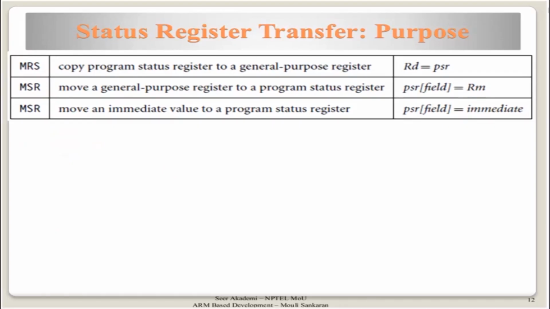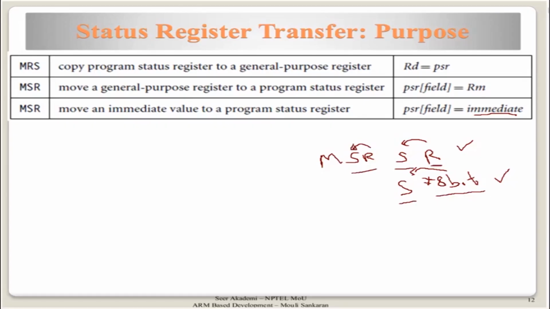Now only for MSR there is one more option available. That means when you are copying a register content into the status register, an 8-bit immediate constant can also be copied into a status register. So these two formats are only meant for MSR. That is not true with MRS. The value could come from register to status register, or it could come from an immediate constant to a status register. Though the instruction is called MSR, the value may come from an immediate constant based on the usage of the instruction.